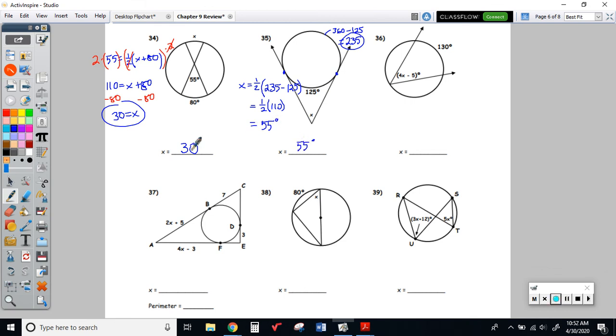30 degrees. If you left the degree measure off here, I think I'd be okay with that. At least myself, I'm picky about units, but I'm not picky about degrees typically.